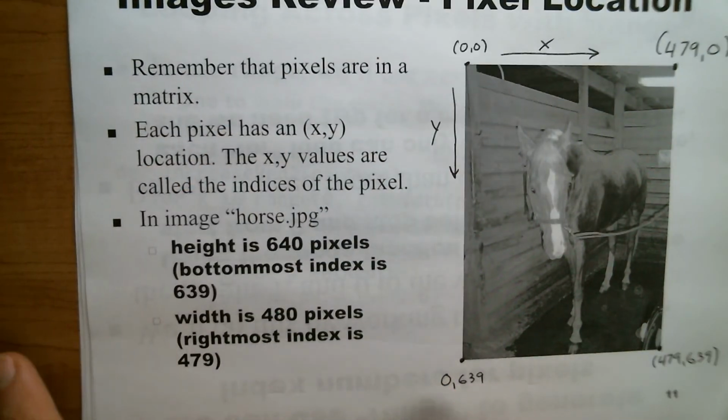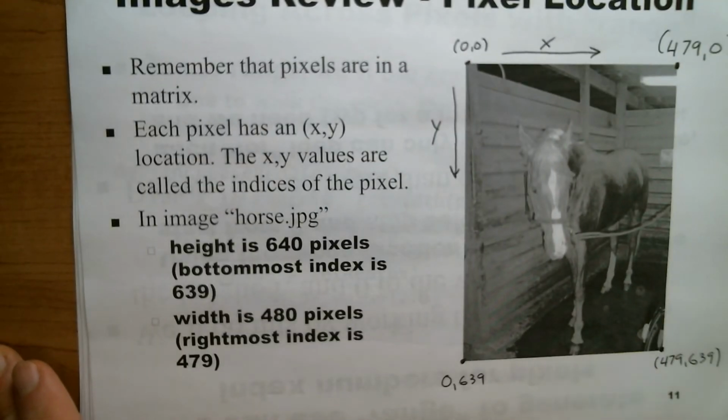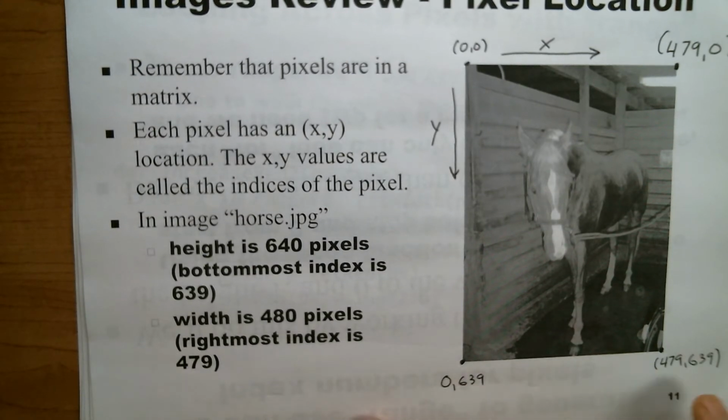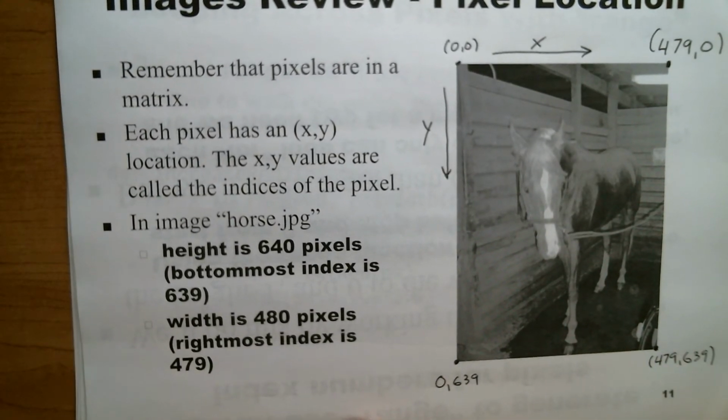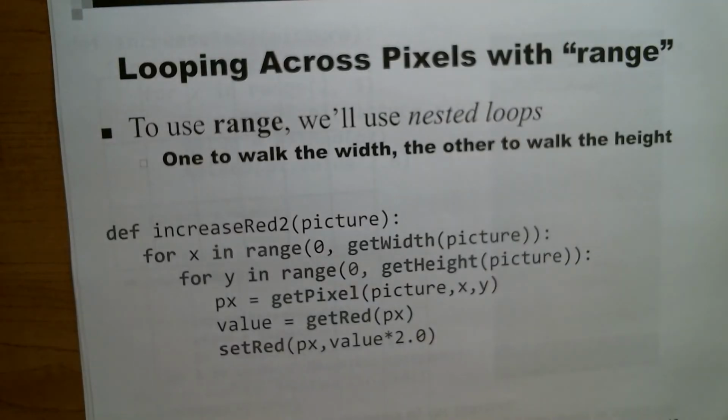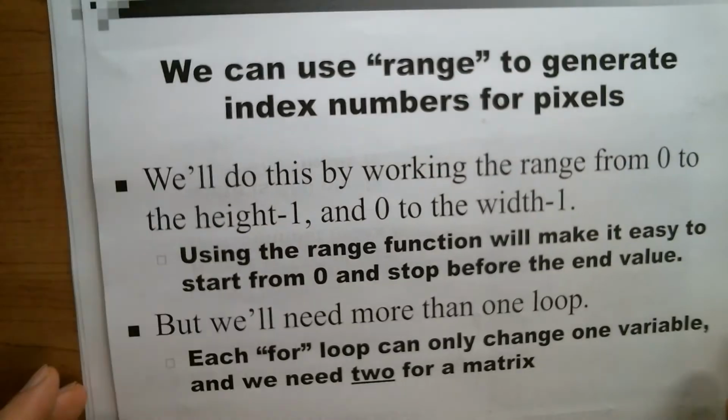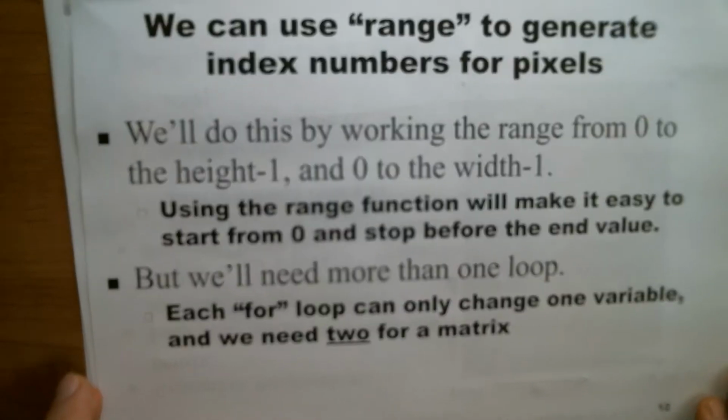All right, so it's important to keep that in mind, because when we're setting up our loops, we have to make sure that we don't go outside of the picture. If we go outside of the picture, that's going to cause problems and cause our program to crash. So we have to make sure we stay inside of the picture. All right, so hopefully you're seeing where this is going.